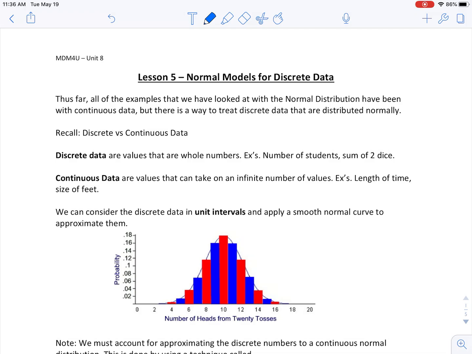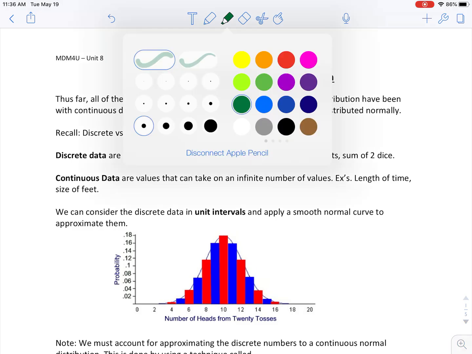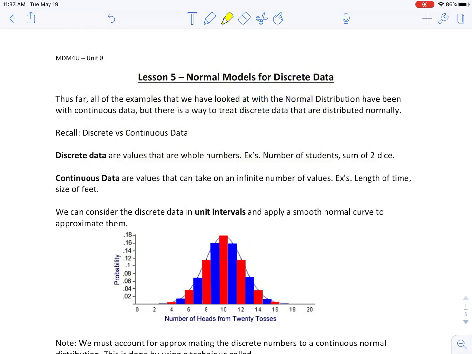First thing is one thing we've talked about quite a few times, which is the difference between discrete data and continuous data. Thus far in this unit, we've been talking about continuous types of data situations, where data can take on an infinite number of values, things you can measure down to a smaller unit. So things like length of time, how long it takes to tie your shoes, or if you measured your feet, you can always measure it down to a smaller number.